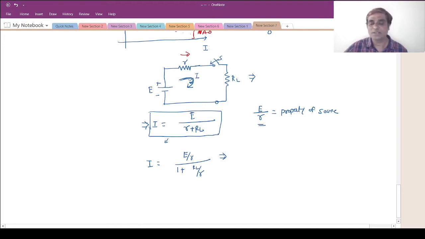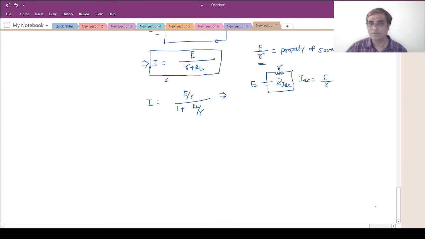And this E by R I can call the short circuit current. How will it be? This will be E, there is R, and if I do the short circuit, I'll get this value E by R. That I will call the short circuit current, which will be E by R, and which will be a parameter of the battery, or the property of the battery source, you can say.